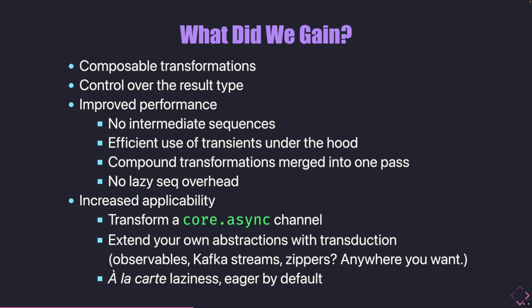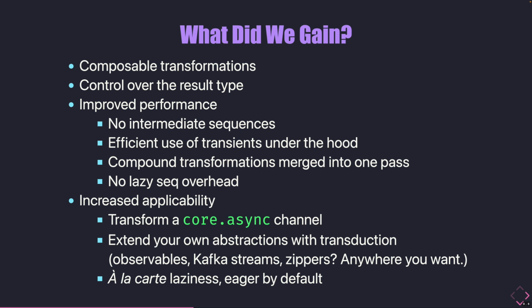Our compound transformations get merged into one pass. What this means is that if we're mapping twice over the same sequence, while we might worry about the performance of that in lazy sequence land, where we know that we're generating intermediate sequences between those two mappings and all the downsides that go with that, in transducers, those actually get fused into a single operation that is just as efficient as if we had manually composed those mapped functions ourselves. This is really cool.